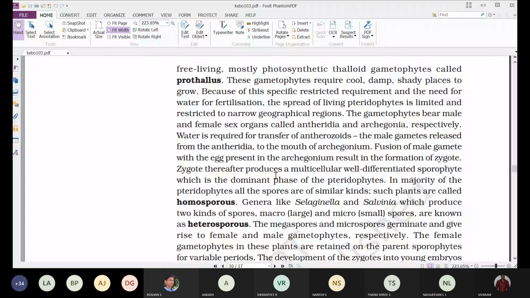Next, a fusion of the male gamete with the egg present in the archegonium results in the formation of a zygote. The antheridium will produce the antherozoids, which are released outside, and they will reach the archegonium, enter into the archegonium, fuse with the egg that is present inside the archegonium, and result in the formation of a zygote.